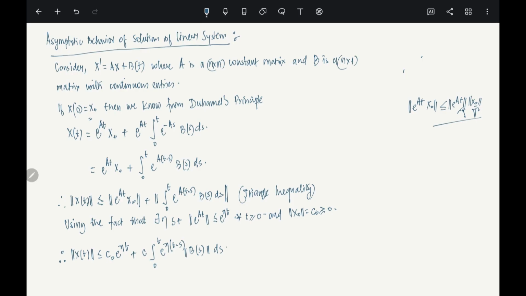And what is c here? This we need to write, where c naught we will write as c times the norm of x naught. It doesn't have to be exact; these are basically constants, so you don't have to worry about it. It's just some constant. So maybe I can put it this way: where c naught and c are constants. It will be better.